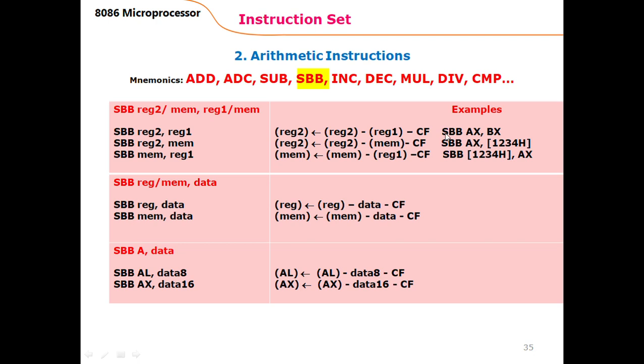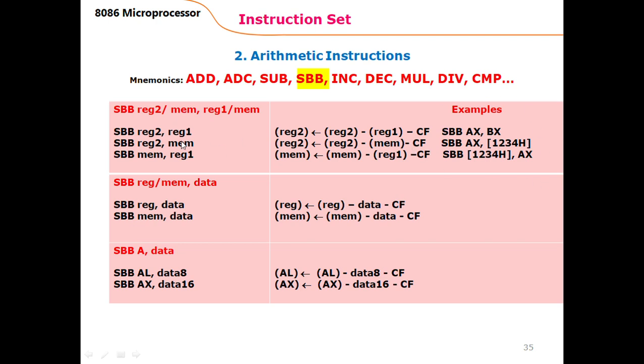Here is an example where SBB AX, BX means AX minus BX is first computed, and then the content of the carry flag is subtracted from the result computed here, and then the final result is stored in the AX register. So not only is BX subtracted from AX, but the content of the carry flag is also subtracted from AX, and the result after these two subtractions is then stored in the AX register. So subtraction with borrow subtracts one value from the other, as well as subtracts the carry flag value from the result.